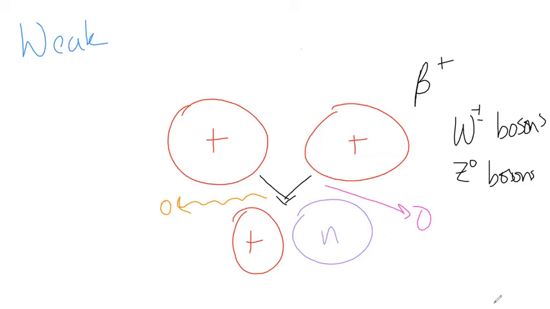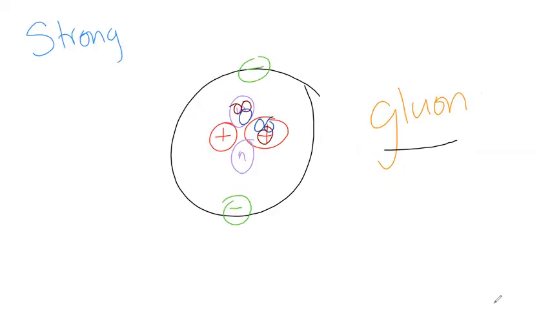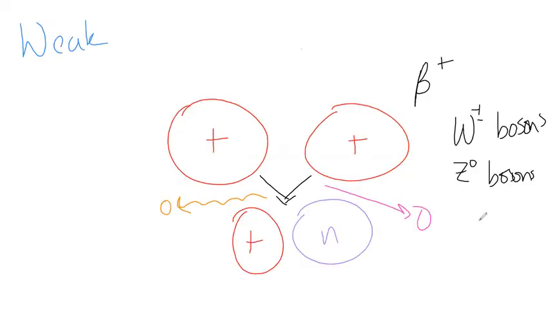So the strong force and the weak force actually work at very, very small distances, the weak force being an even smaller distance than the strong force. And the weak force is dependent on W plus or minus bosons, as well as Z bosons.